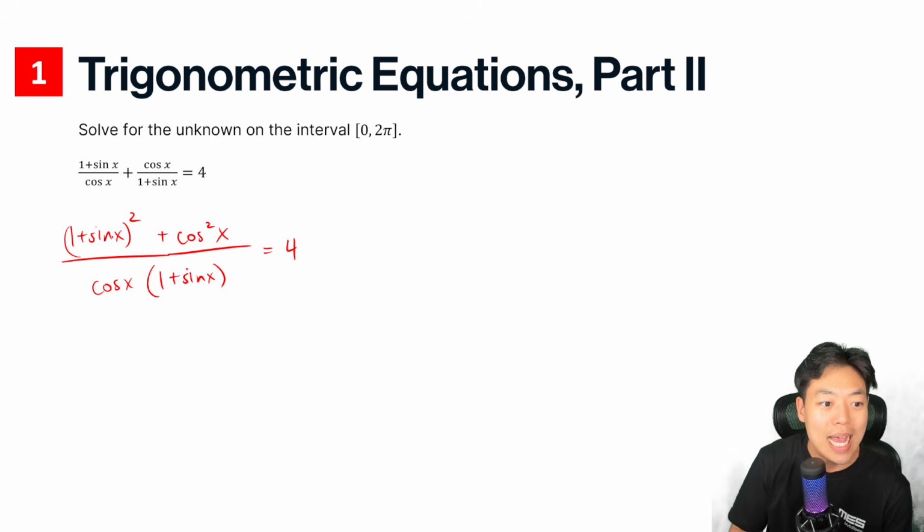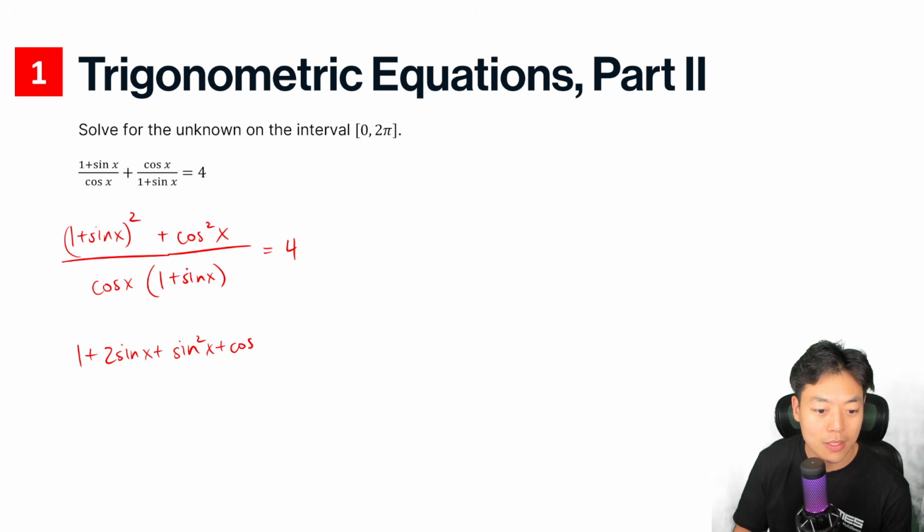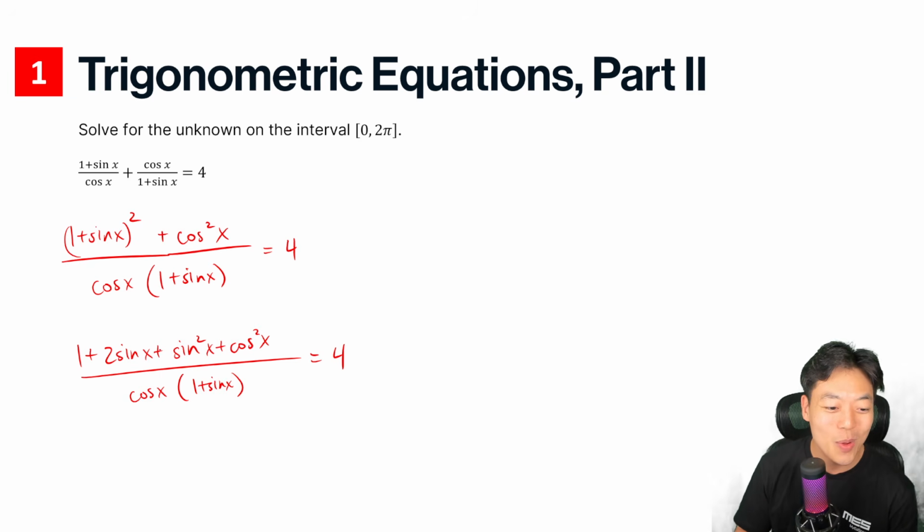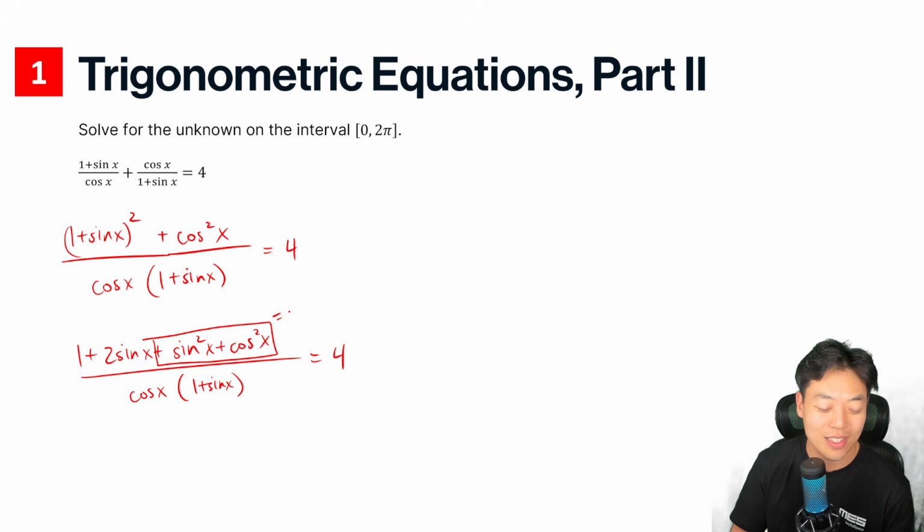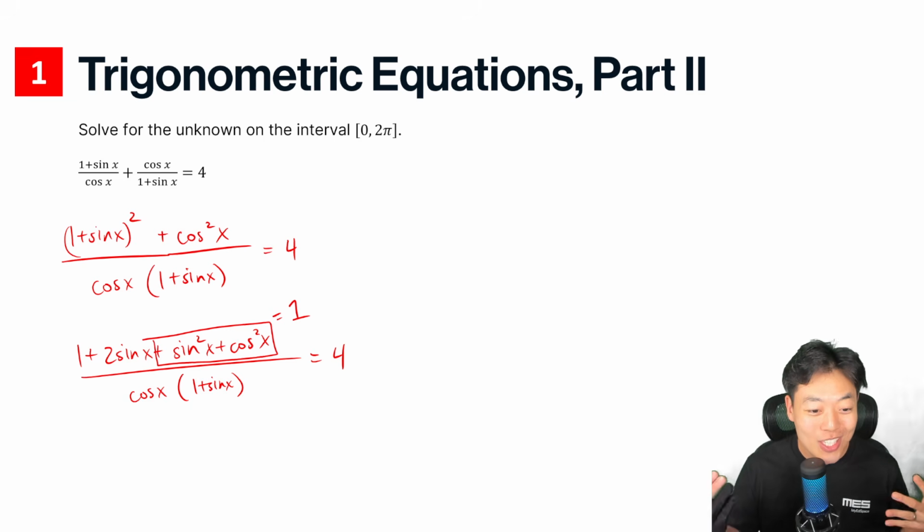We've found it. Let's go ahead and distribute completely this squared. We'll have 1 plus 2 sine x plus sine squared x plus cosine squared x all over cosine of x times 1 plus sine x. I don't know if you see it yet. It's kind of hard to see, but we do recognize positive sine squared of x plus cosine squared of x is our OG, our original Pythagorean identity, and that will be equal to 1. That's where our unit circle equation comes from.